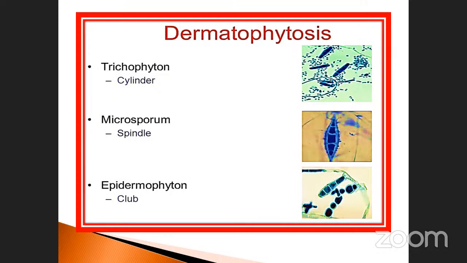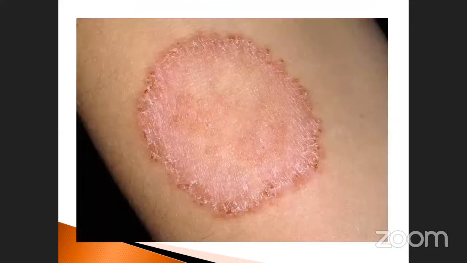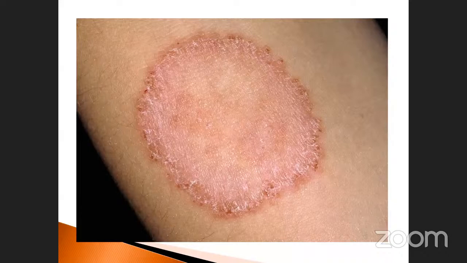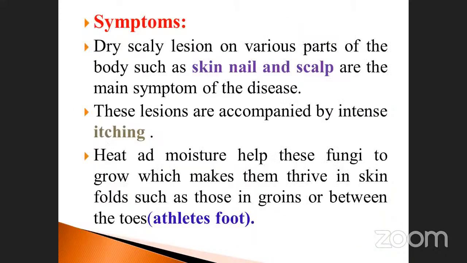Sometimes they ask the question: which dermatophyte is spindle shaped? Microsporum. Cylinder shaped is Trichophyton. Epidermophyton is which shape? Club shape. They may ask match the following questions. And also see here, these are the structures. Suppose when you see this type of symptom on your skin, it leads to fungal attacks. What are the 3 fungi? We already discussed them; this is very, very important. Study that one.